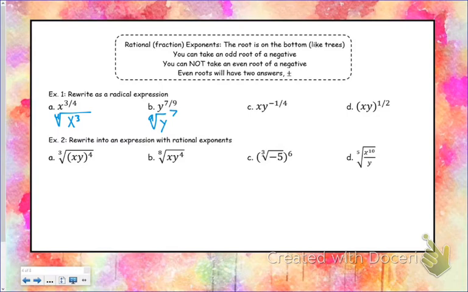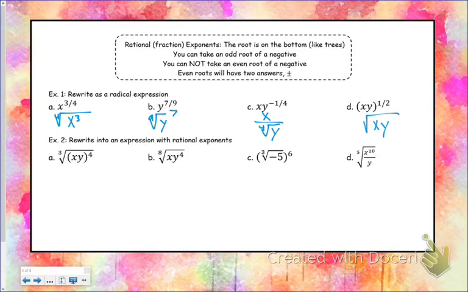All right, then let's look at C. So C, remember, parentheses matter, okay? X does not have an exponent. It is not being raised to the negative 1/4 power. The only one being raised to the negative 1/4 power is y. So this is y over the 4th root of x, x over the 4th root of y. And then on D, both of them are to the 1/2 power, so it is the square root of both of these.